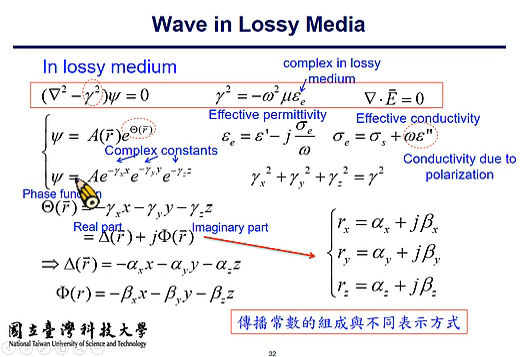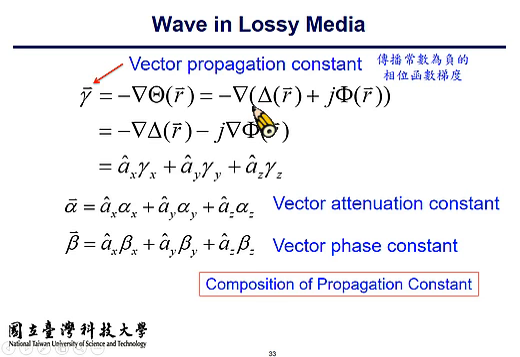Okay, so the real part is related to the attenuation constant alpha. So you can express it in terms of the projection of alpha on x, y, and z axis. And so does the imaginary part. It can be separated into projection of beta on x, y, and z directions times the position. Okay. So the vector propagation constant, by definition, is the minus of the gradient of the phase function.